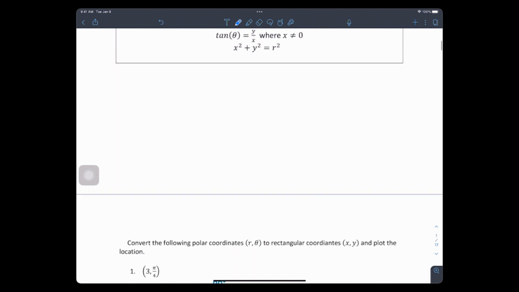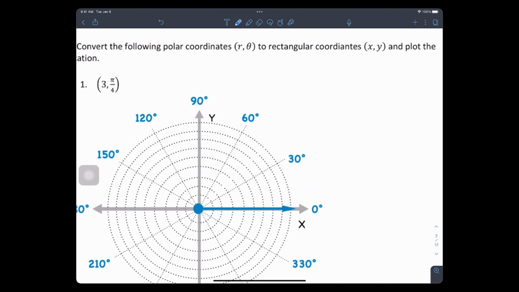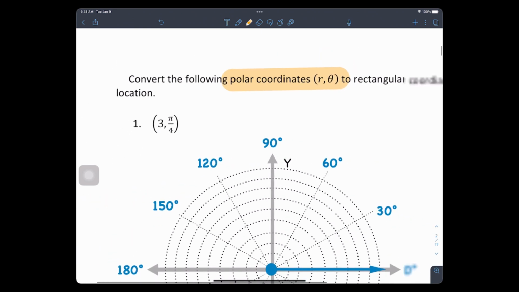So, ladies and gentlemen, let's go with an example of what this conversion of points is about. They may say, okay, how do we convert the following polar coordinates, r, theta, to rectangular coordinates? So you're going to convert polar, which is right here. Is this polar? Yes, that's what they mean. That means this is r and this is theta. So r is 3, theta is pi over 4.